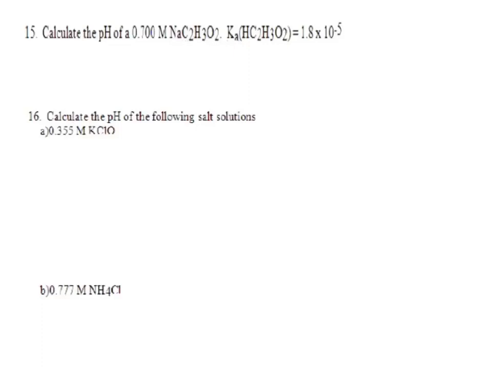Okay, calculate the pH of 0.7 molar NaC2H3O2. And then we have a Ka of 1.8 times 10 to the negative 5. First of all, let's make a prediction. What do you think the pH is going to be? Greater than, less than, or equal to 7? Greater than 7.